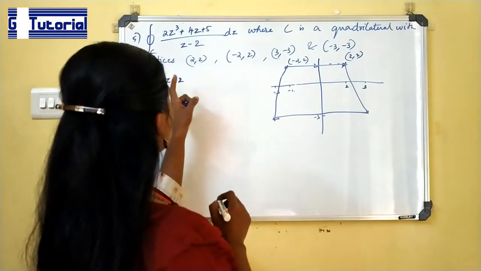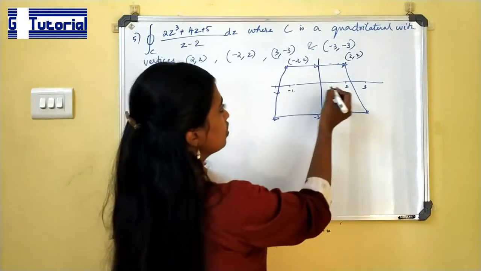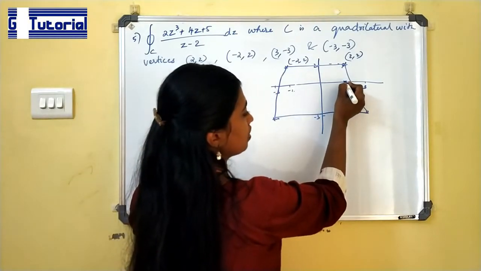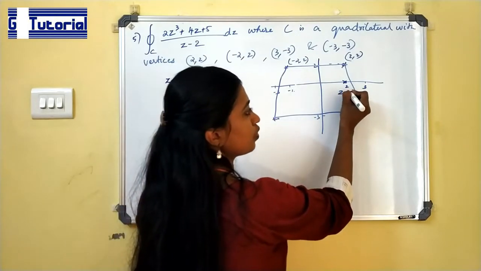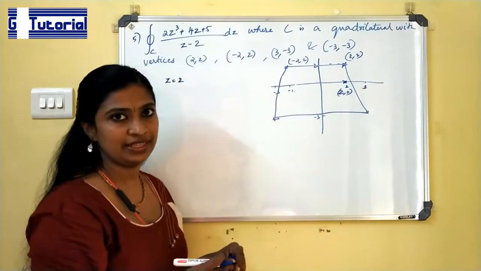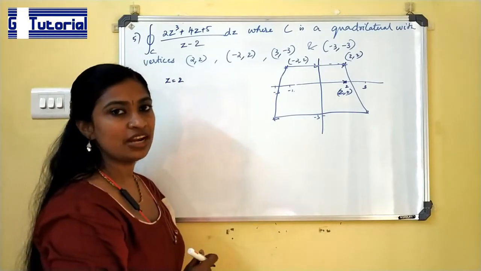And we have our point z is equal to 2, this pole. z is equal to 2 means (2, 0). The pole lies within the region of integration. So we have to follow the Cauchy's integral formula.